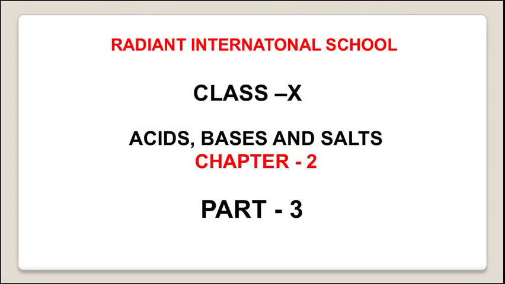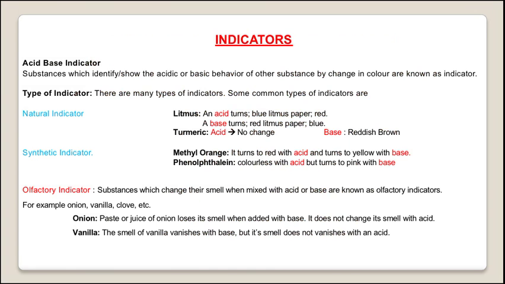Hello students, in this video I am going to explain chapter 2, class 10th, acids, bases and salts, that is part 3. Part 1 explained acids and their characteristics. Part 2 covered bases with characteristics and reactions of acids and bases. In part 3 I'll explain about indicators.